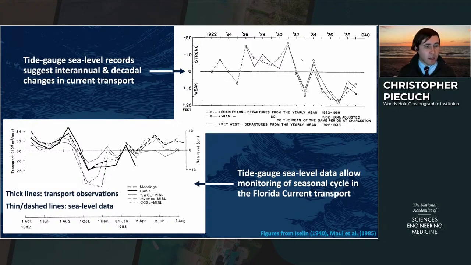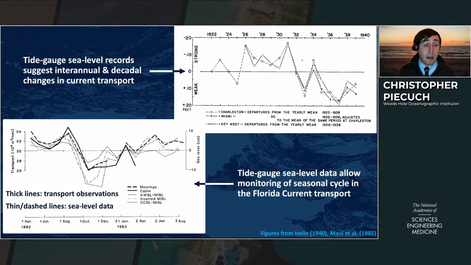Kind of a busy plot, but bear with me here. So we've got about a year and a half of data from the early 1980s, data both of transport measurements, transport shown in volumetric rate on the left y-axis, and sea level on the right y-axis. The thicker lines are the transport measurements, the thinner and dashed lines are the sea level measurements. And I should clarify, the sea level measurements are the sea level difference, sea level in the Bahamas minus sea level on the Florida coast. This is what you expect from geostrophic balance, the fundamental momentum balance in the ocean. Point being is that all these various curves are correlated.